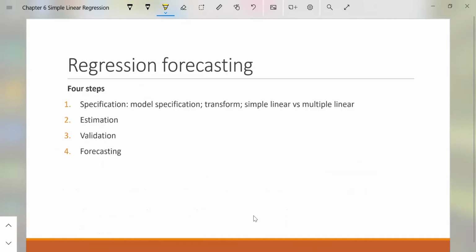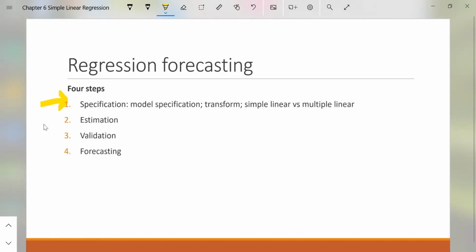Now, in terms of regression forecasting or regression analysis, we have a couple of steps. In the first step, we want to specify the model, okay? We only talk about the simple linear regression model so far, so that's one. There are cases where we may want to transform the data before applying the simple linear regression model. And there are a lot of situations where we want to use multiple linear regression model instead.